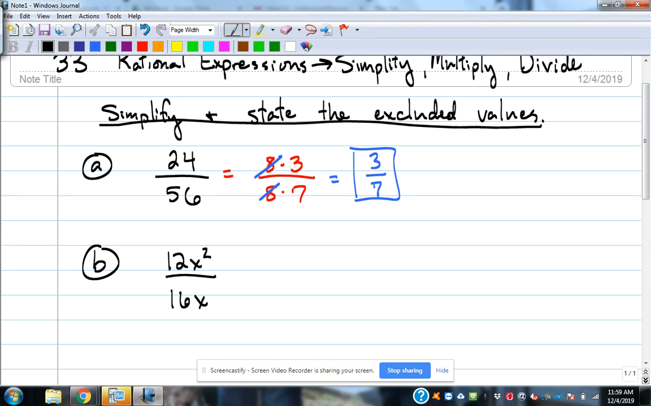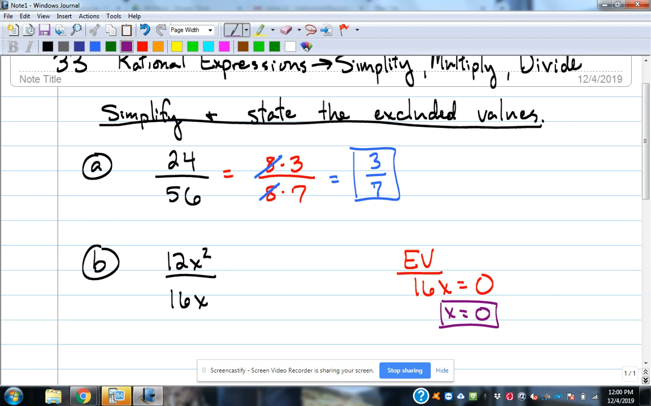So let's get one that has variables involved. When we're simplifying and stating the excluded values, you want to find your excluded values before you simplify. We're going to abbreviate those as EV. The excluded values come from the denominator because that's where we could divide by 0. So we're going to take the whole denominator and set it equal to 0. So 16x equals 0, and then solve that. x is equal to 0. So the only excluded value we have for this problem is 0. x can't be 0.